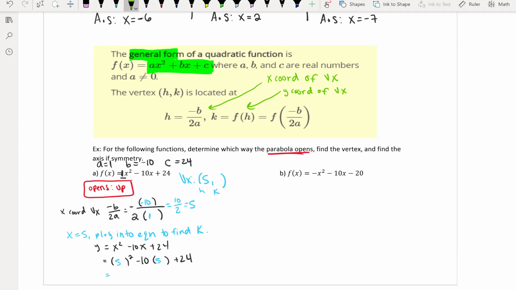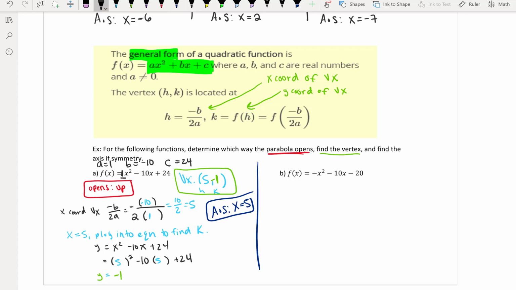And when I plug that 5 in, I'm going to get my k value, or my y value, is equal to -1. So when I do that, I get -1. So now I have found my vertex. My vertex is that h is equal to 5, and my k is equal to -1. Now the next piece of information that they want is the axis of symmetry. So the axis of symmetry is just x is equal to 5, because that is my h value.